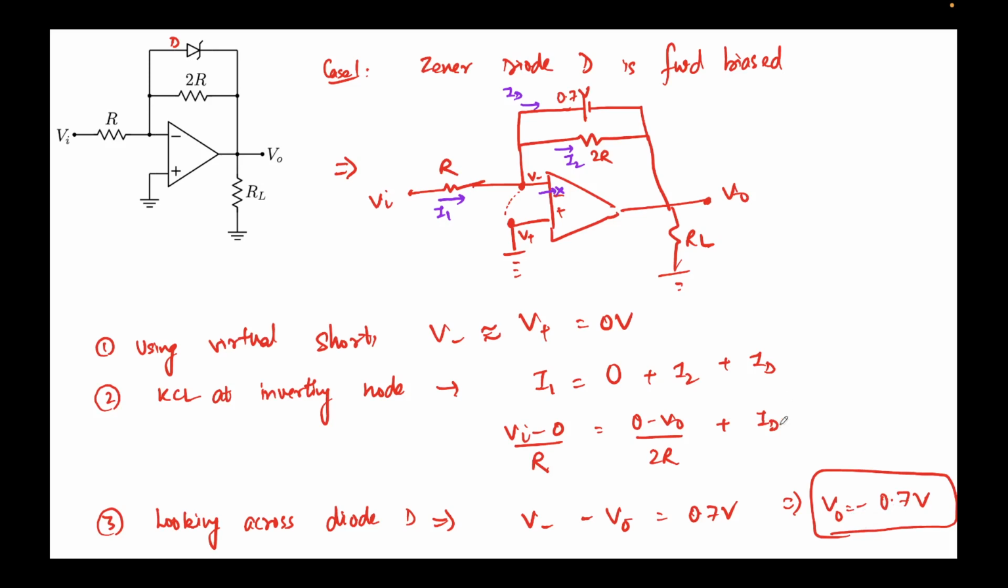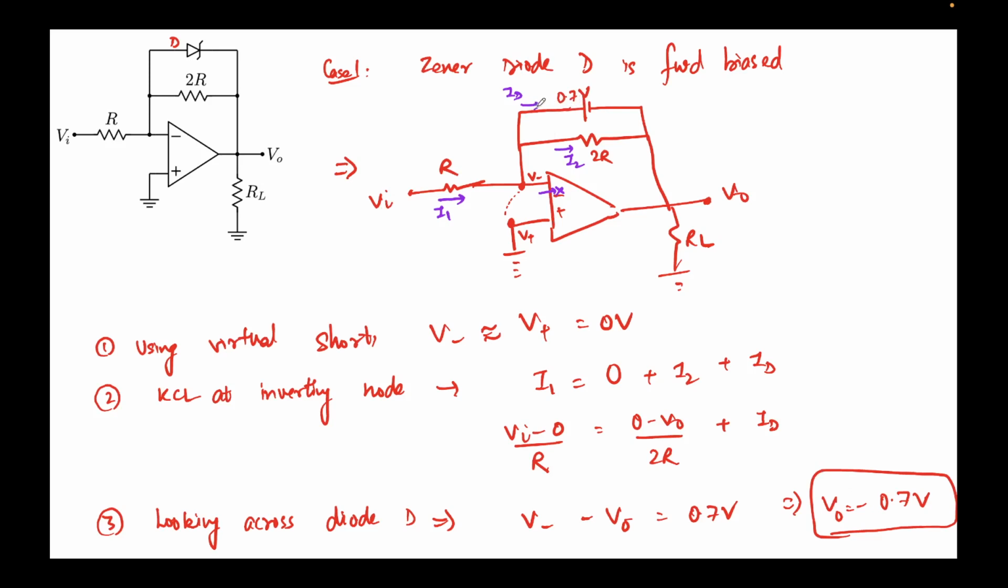Here there's a variable ID, so we can also obtain an expression for ID, but that's not required in this case. So for when Zener diode D is forward biased, we get V0 equal to minus 0.7 volts. But remember that we are required to find V0 as a function of Vi, so we still have to impose a condition on this Vi. Till what time will it be forward biased?